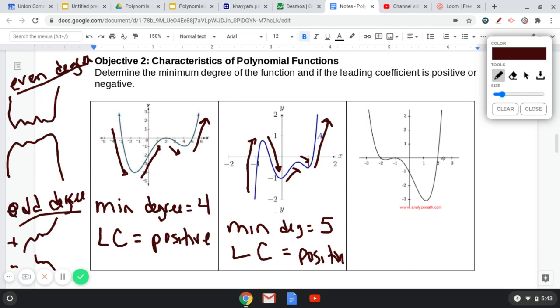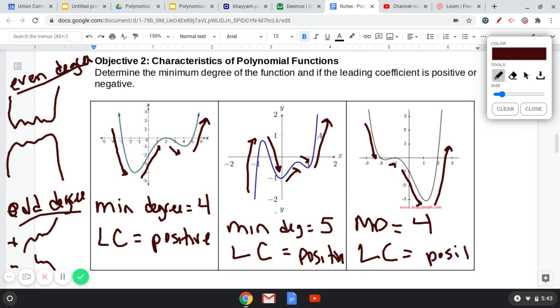Let's see. As x approaches infinity, y approaches infinity. As x approaches negative infinity, y approaches infinity as well. So this is going to be an even degree for sure. But then how many different turns do we have? So we got 1 here, we increase slightly here, we decrease, and we increase again. So this is also going to be a 4th degree. Minimum degree is 4 again. The leading coefficient: this opens up and not open down. Overall, this is also going to be positive.